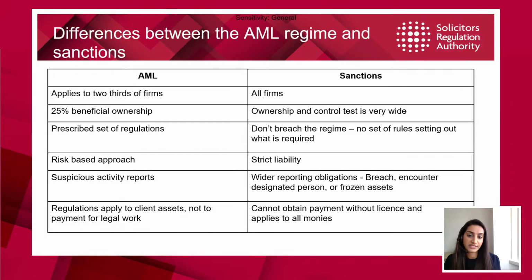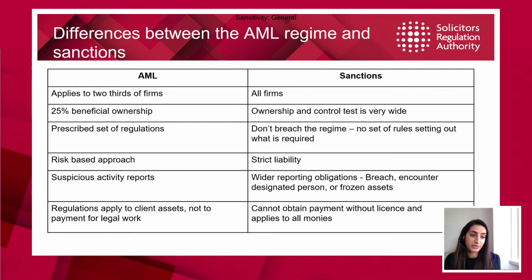Moving on now to the differences between the AML regime and the sanctions regime. It's worth noting that the AML regime applies to two-thirds of our law firms, whereas sanctions are applicable to every single law firm, irrespective of whether you are in scope of AML or not. The other key distinction is that you look at 25% beneficial ownership with the AML regime, whereas the ownership and control test for sanctions is very wide, and it's really crucial that you understand who's sitting behind a company and who owns and controls it. So it's quite a wide test.